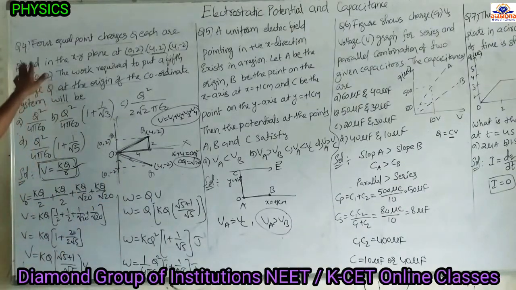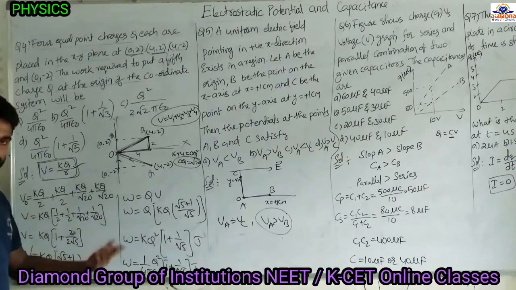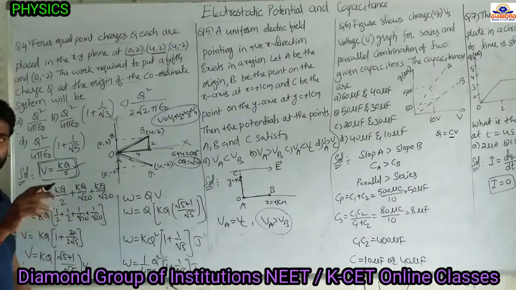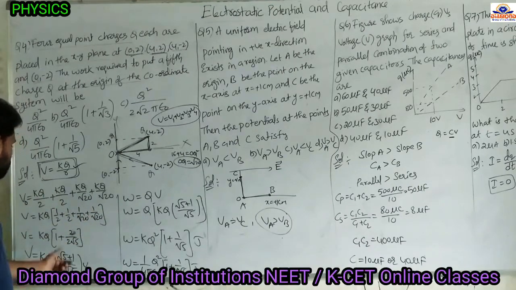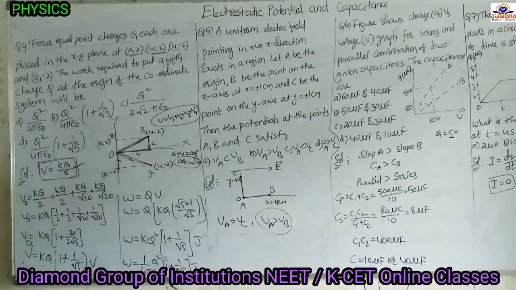All 4 point charges have the same charge Q only. So now I am taking KQ common: 1 by 2 plus 1 by 2 plus 1 by root 20 plus 1 by root 20. And next, KQ into (1 by 2 plus 1 by 2 is 1), plus 1 by root 20 plus 1 by root 20, which is 2 by root 20. 2 by root 20 we can write as 2 by root of 4 into 5, and the 2 will come out, so 1 by root 5. So now V0, the total potential at the origin, equals KQ into (1 plus 1 by root 5) volts. This much of potential is at the origin.